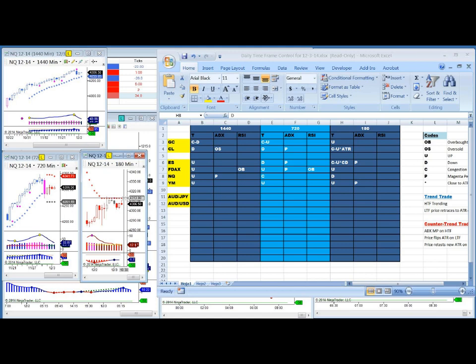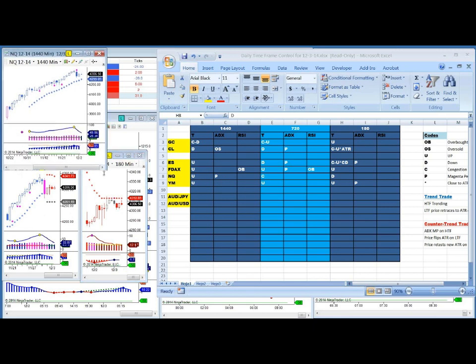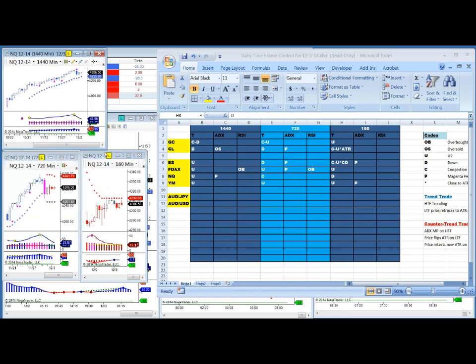Does that mean it can't go up? No, it doesn't mean it can't go up. Price can do anything it wants to do. Probabilities are that it will go down. And there is a difference in that statement. Let's see. Yeah. And this is congestion to the downside. And this is down.